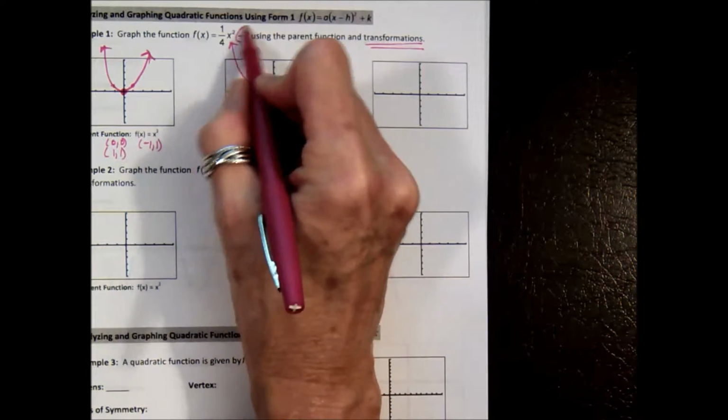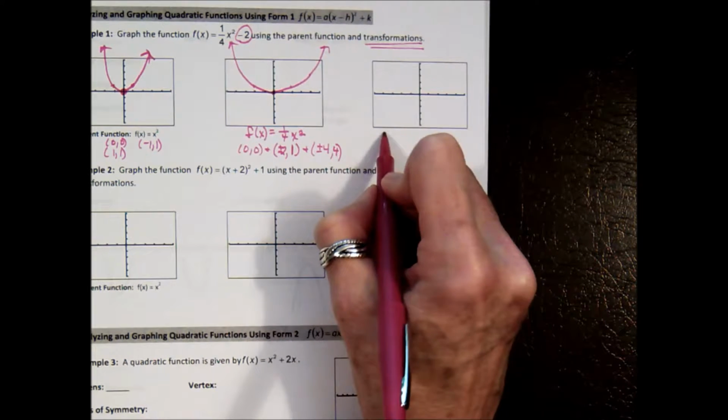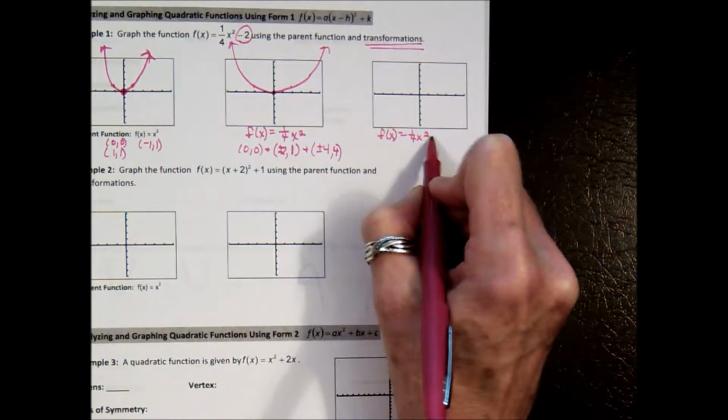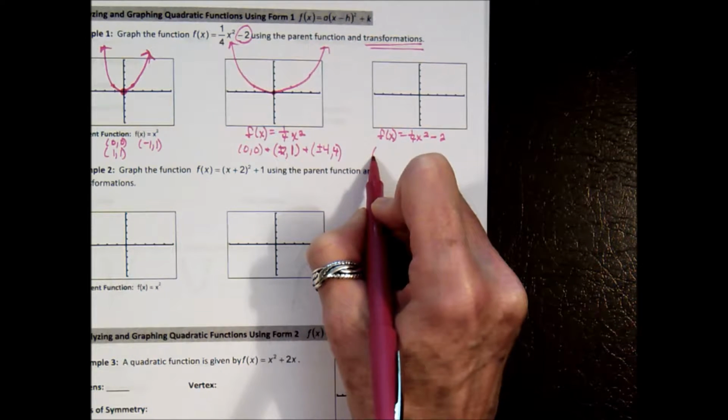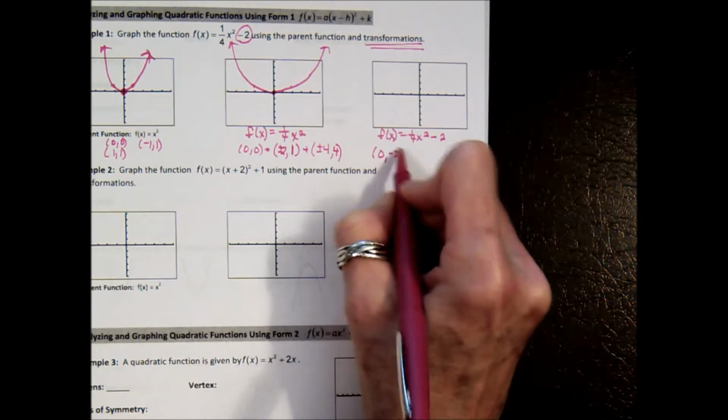Finally, we're going to do this, and we know that that takes it down 2. So the y is going to change. Let me write the function first: f of x equals 1/4 x squared minus 2. So instead of the point (0, 0), it's going to be (0, -2), right?